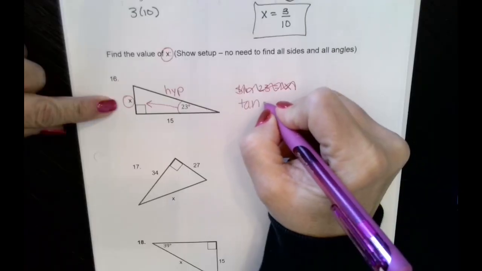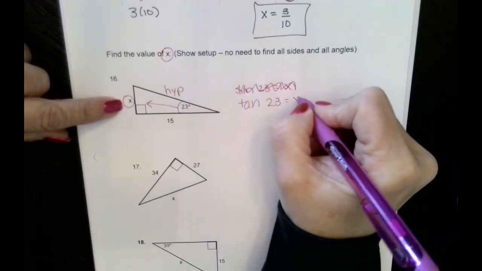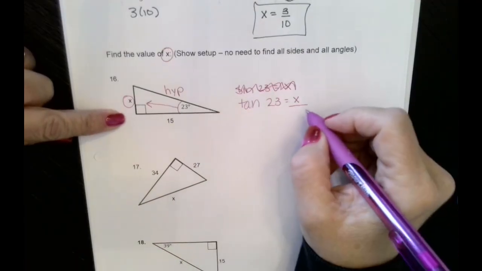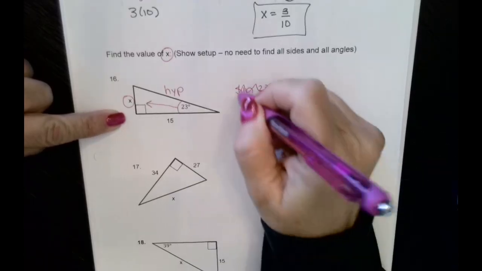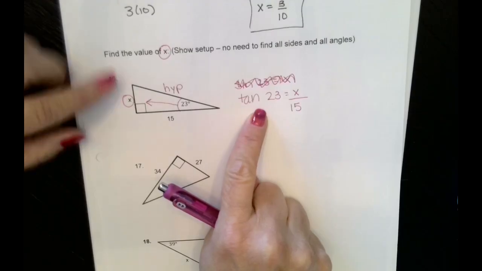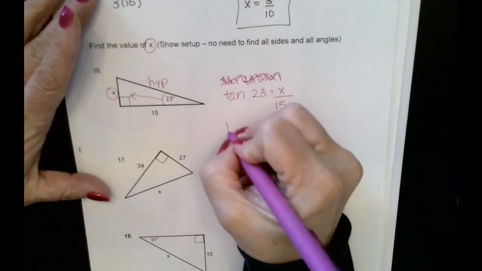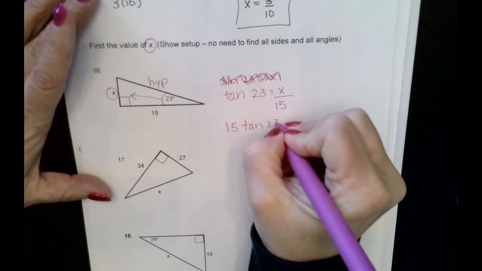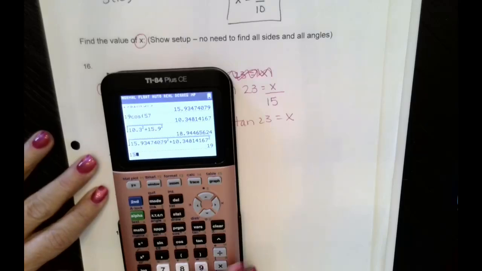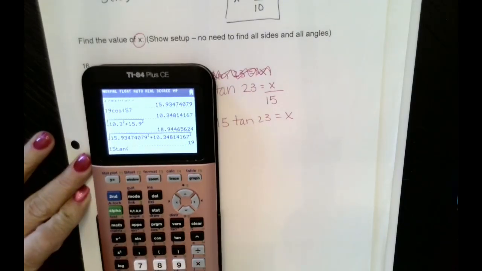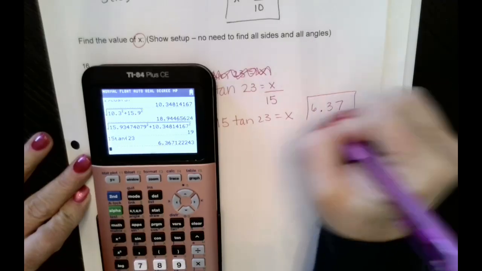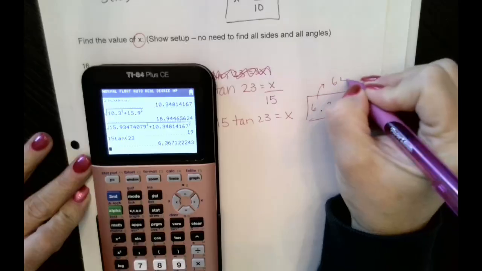Tangent of 23 equals my opposite value, which is x, over my adjacent side, which here is 15. So what I have is opposite over adjacent of this angle 23. Okay, now we just did this and we said 15 times tan 23 is going to give me that value of x. So my value of x, 15 tangent 23, is going to be 6.37, or, like we just said a minute ago, 6.4. That's what we're looking for.